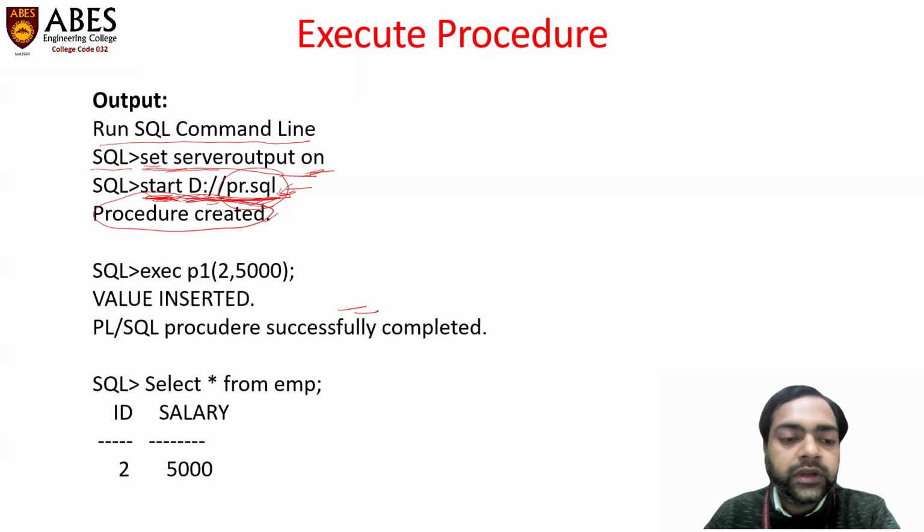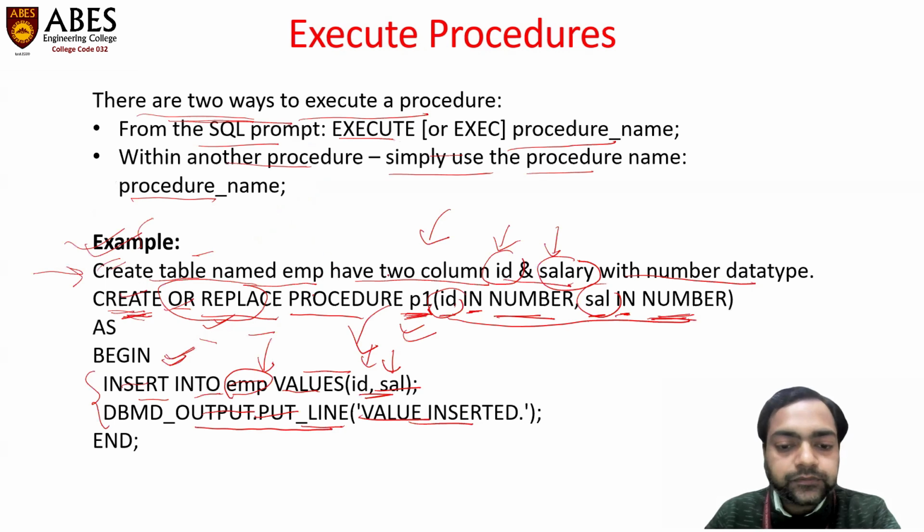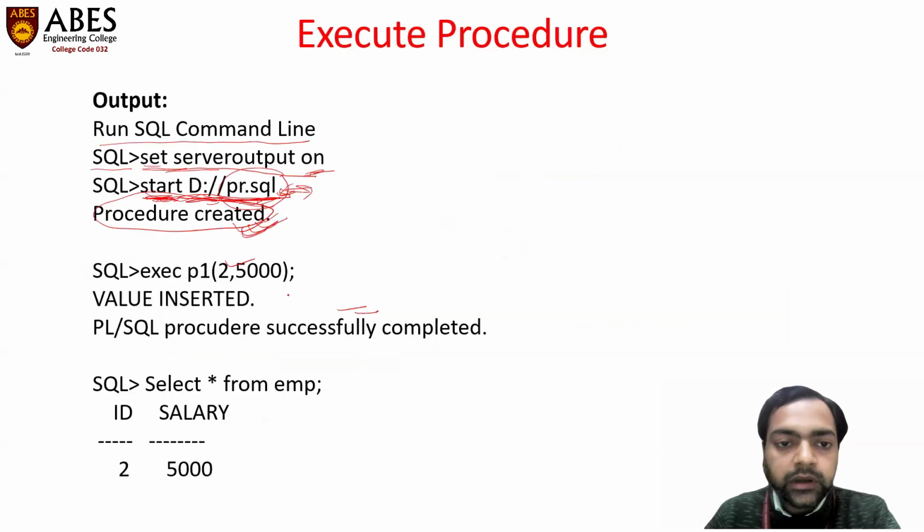Now, after executing this particular statement, this will be the output. Here we have procedure created. After executing this line, our procedure has been created, right? And in our procedure, in the execution section, we insert the values into the table named employee. Now, here we see that our procedure has been created.